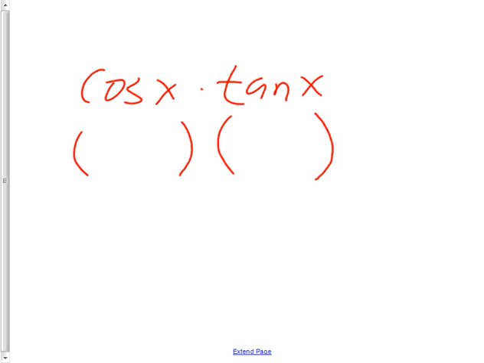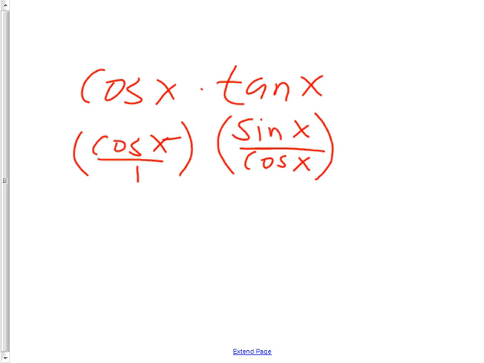Okay, but there's a faster way. That would work, but it would take a while. Yes? Tangent, you could put sine over cosine. And if you notice, this will work really nice, because if I leave this as just cosine, do you see how this will be over 1 and this will cancel this? And the answer is just what?